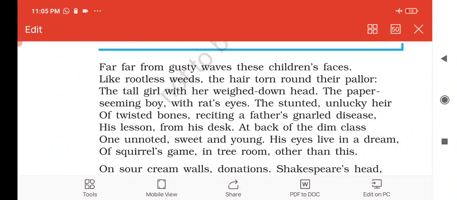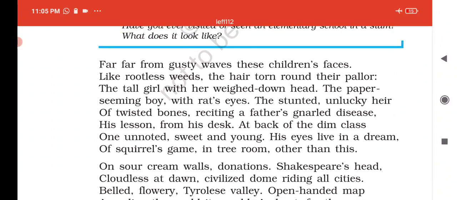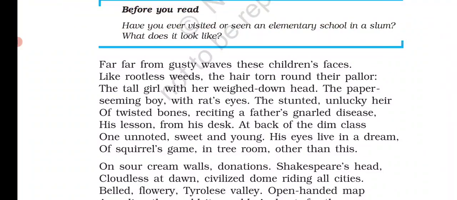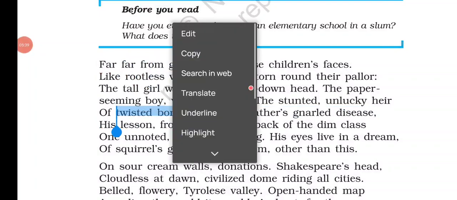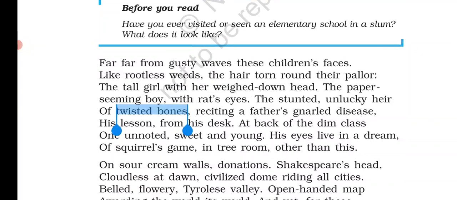Then we have paper seeming boy. Paper seeming boy is again an image, a symbol, and also an example of metaphor. We have rootless weeds, weeds being unwanted plants, right? Then we have twisted bones. It is again an image. It also symbolizes the pathetic condition; these children are malnourished and very unhealthy. And then we have sour cream walls, Tyrolese valley, ships and suns, bottle bits on stones, Shakespeare's head, open-handed map, crammed holes, and gold sands.